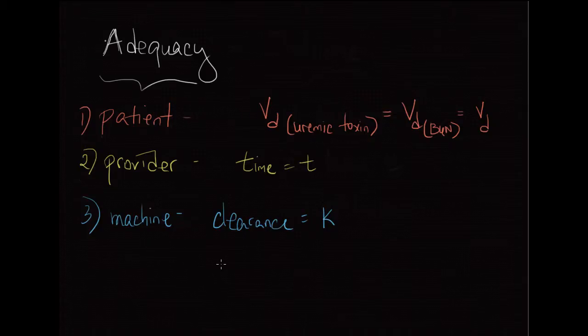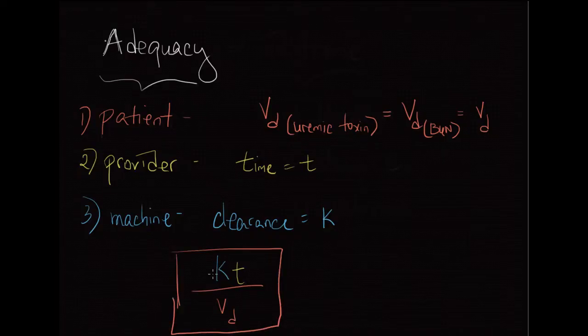Dialysis adequacy is going to equal your clearance, K, times how long you're on dialysis, T, and divided by the amount of uremic toxins you start with. This is dialysis adequacy, the KT over V.